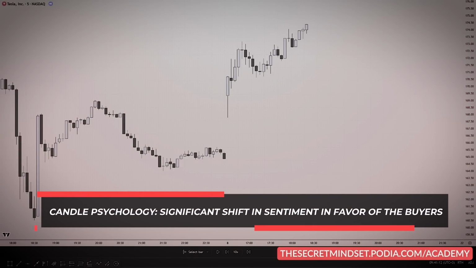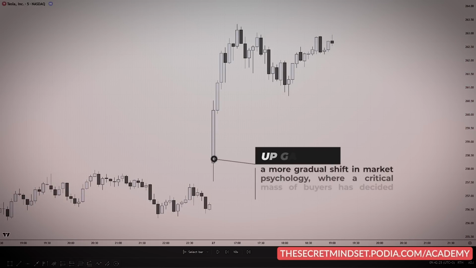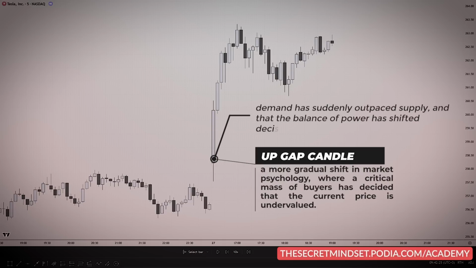Psychologically, an up-gap candle suggests a significant shift in sentiment in favor of the buyers. It indicates that buying pressure has intensified dramatically to the point where sellers were unable to drive the price down to the level of the previous close. It could reflect a more gradual shift in market psychology, where a critical mass of buyers has decided that the current price is undervalued. Either way, the up-gap signals that demand has suddenly outpaced supply, and that the balance of power has shifted decisively in favor of the buyers.